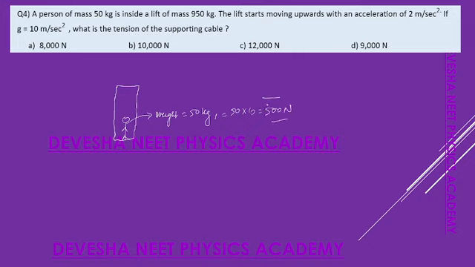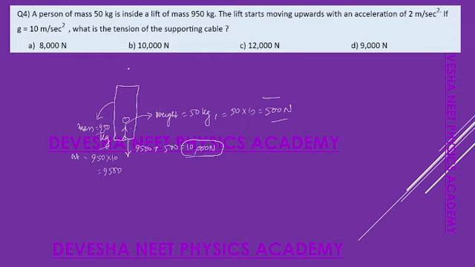Correct? I hope you understand this. Next, the mass of the lift is 950 kgs. So what is the weight of this in newtons? It is 950 into 10, which is equal to 9500. Now the entire weight of these two things, the person as well as the lift, will pull it down. So it becomes 9500 plus 500 is equal to 10,000 newtons. So 10,000 newtons is the force downwards.